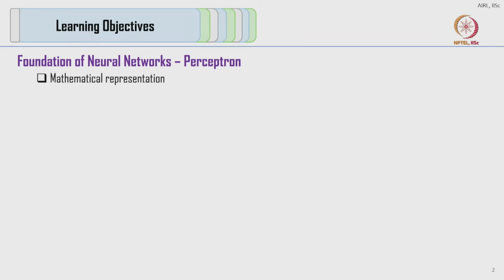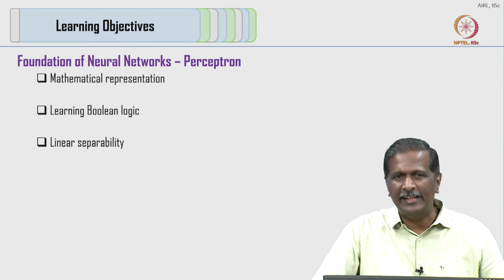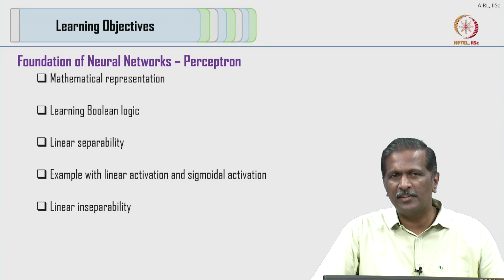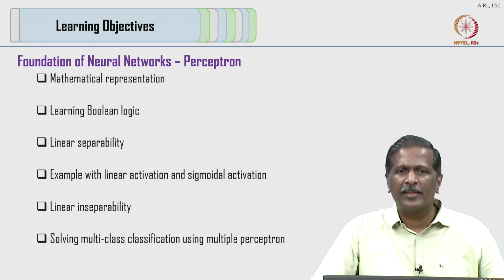We talk about mathematical representation of the perceptron. We can talk about learning Boolean logic using perceptron. Then we talk about problem of separability, we call linear separability. And we talk about example with a linear activation function and sigmoidal activation function. And we talk about linear inseparability, solving multi-class classification using multiple perceptron problem.